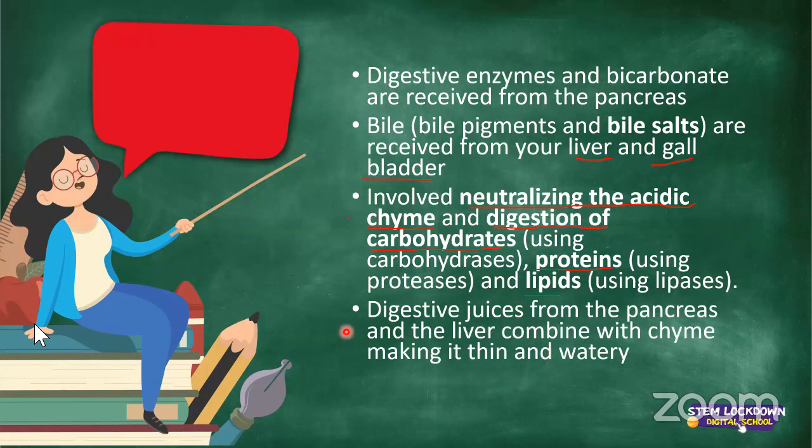And then this last bullet here is basically just summarizing what is happening at the duodenum at this particular time. The digestive juices from the pancreas and the bile from the liver combine with the chyme, making it thin and liquid.